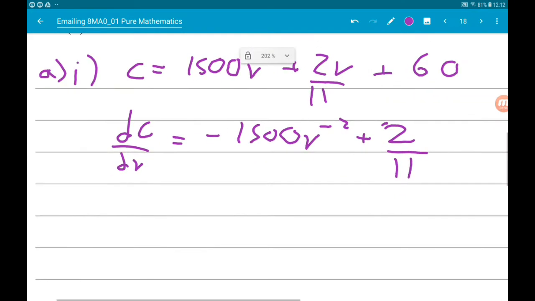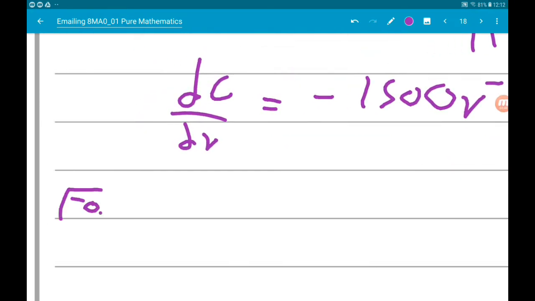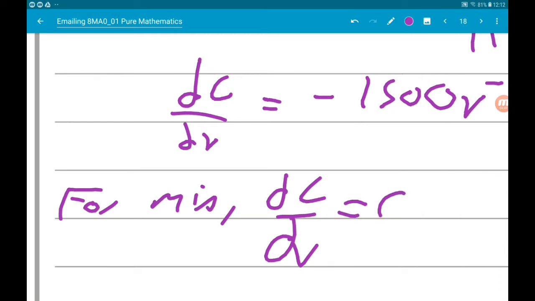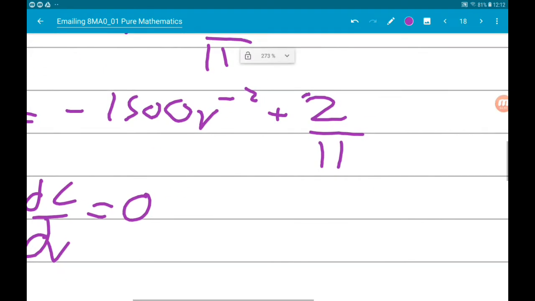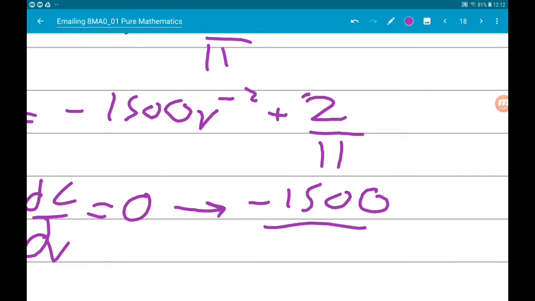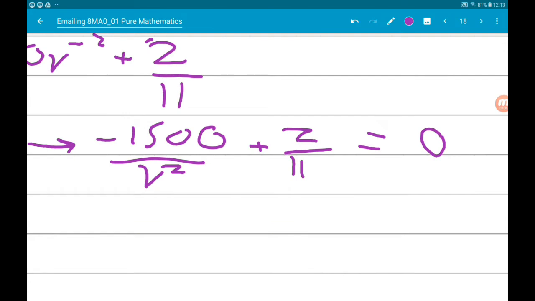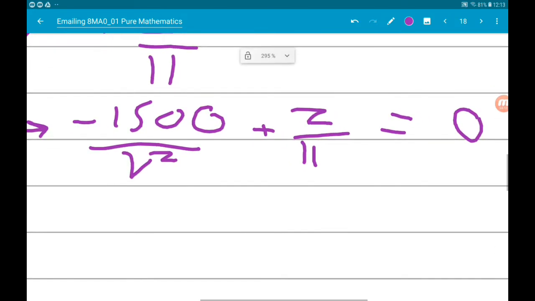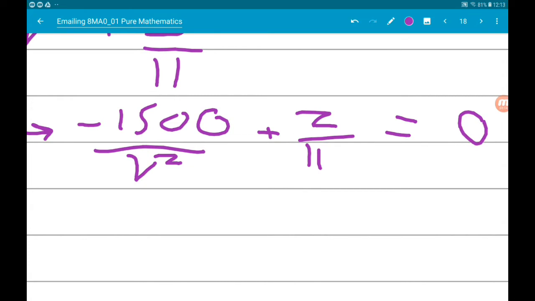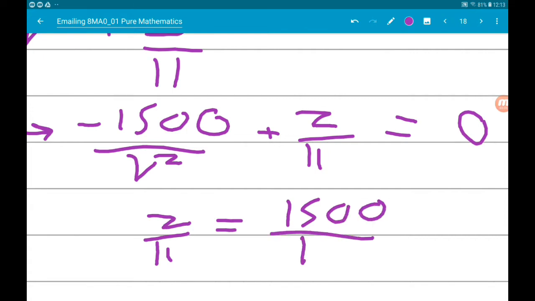Now for a minimum, dC by dV is equal to 0. So, minus 1500 over V squared, add 2 over 11, equals zero. Now we need to solve this for V. So let's add 1500 over V squared. So 2 over 11 is 1500 over V squared.